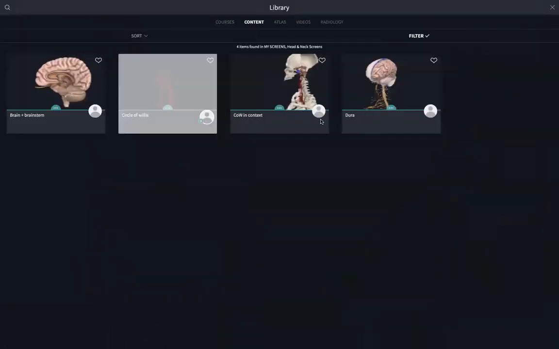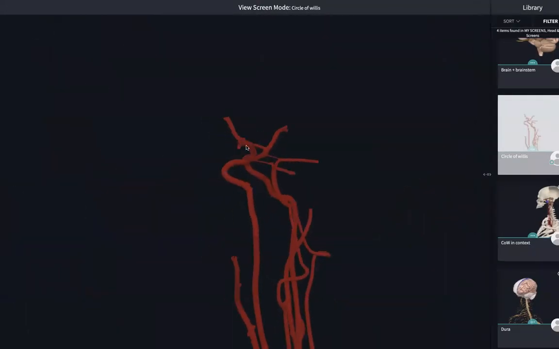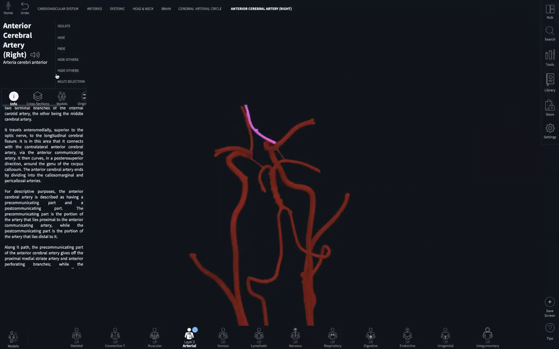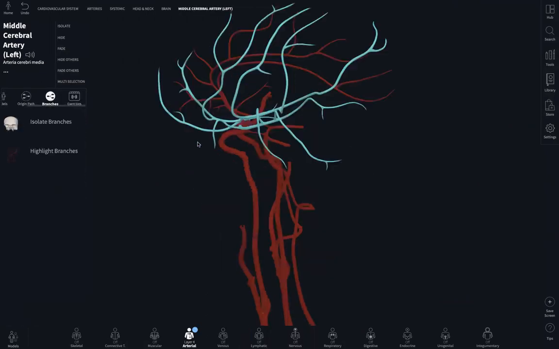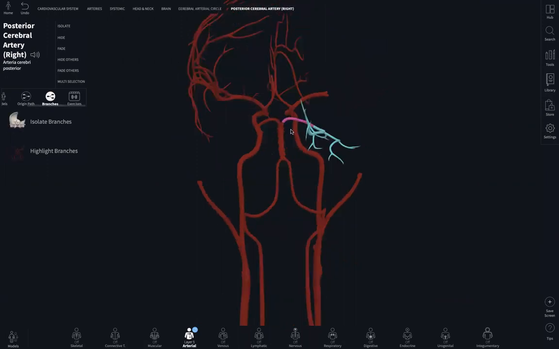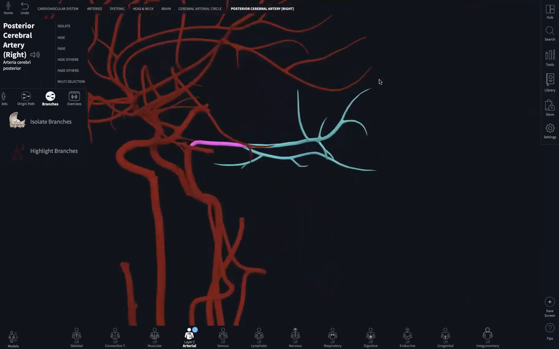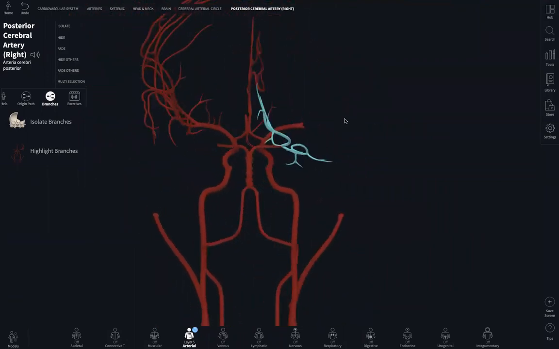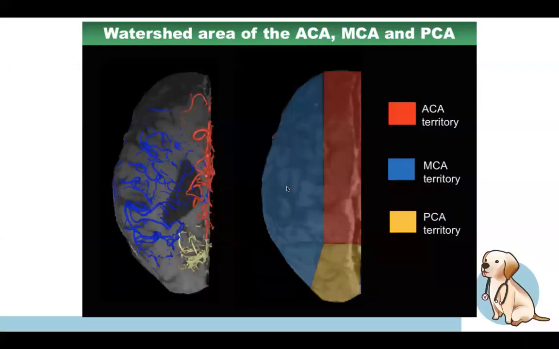We can even take a look at some of these branches. We come back to our basic Circle of Willis and bring in some of these branches. And there are a lot. There's a couple there, and there are some more there. And as you can see, these areas would get some blood supply, but ultimately not very great blood supply. So that is where some watershed infarcts can be really bad.